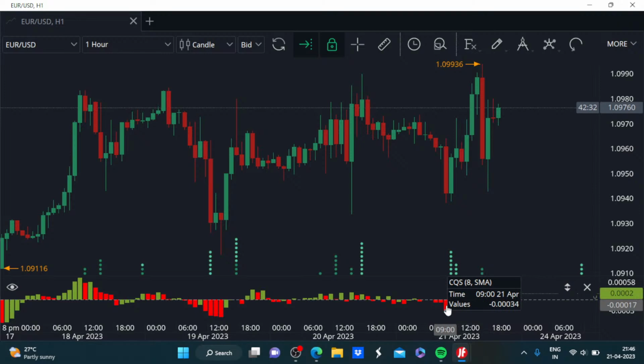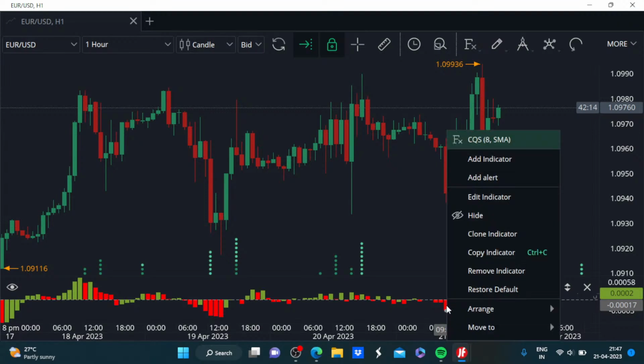Now, if we consider the customization options available on the platform, we will see some of the editing options given on the platform to consider what are the customizations which we can do to make this indicator work better for us. So let's consider those options as well.